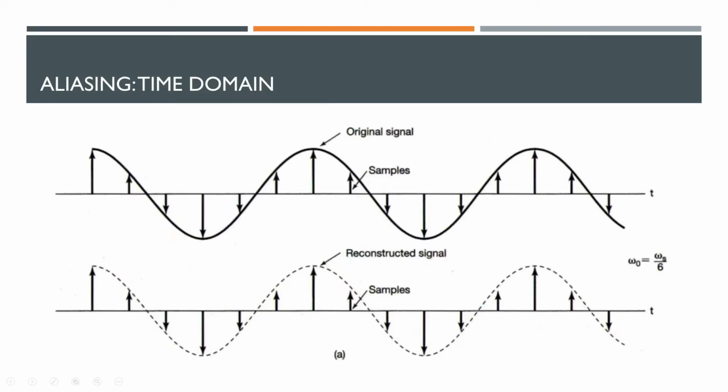These next illustrations show the time domain representation of the previous example. The solid line represents the original analog waveform sampled at 6 omega naught. The arrows represent the samples and the dashed lines represent the reconstructed or the recovered waveform. The waveform is accurately reconstructed from its samples because it is sampled at greater than 2 omega naught. Therefore, aliasing does not occur.